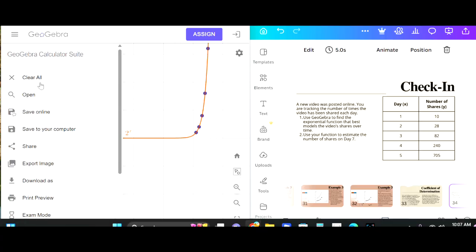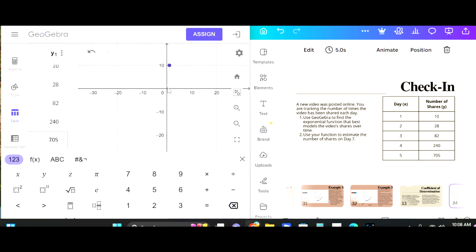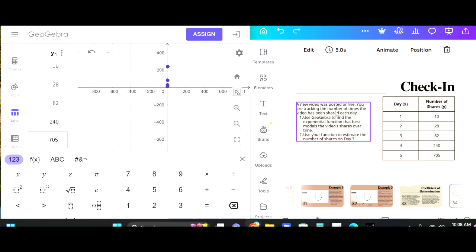So first, start with a clean slate. We're going to go table. Our x values are 1, 2, 3, 4, and 5. In the next column, do 10, 28, 82, 240, and 705. Zoom out so that we can see. This one's kind of hard to tell because they're all so spread out, but I can tell by looking here that what we're dealing with is exponential. The numbers grow way too quickly for it to be just linear.